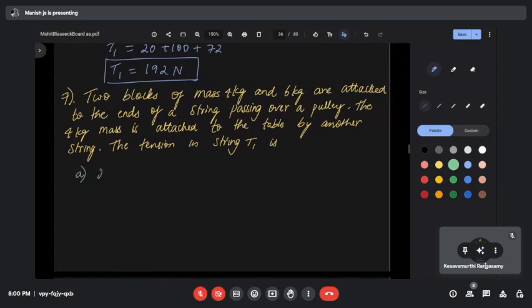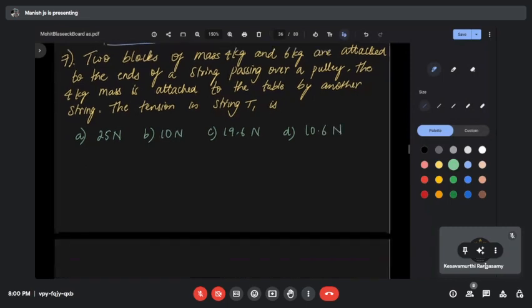Option A, 25 newtons. Option B, 10 newtons. Option C, 19.6 newtons. And option D, 10.6 newtons. Okay, here comes the diagram.